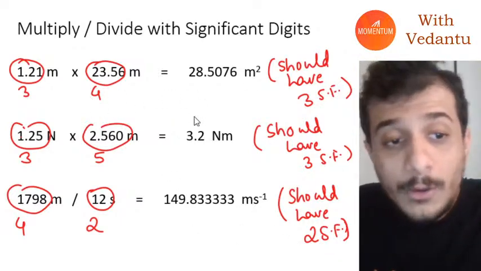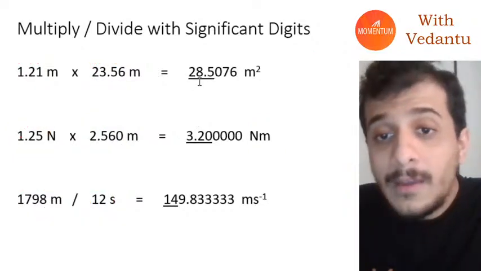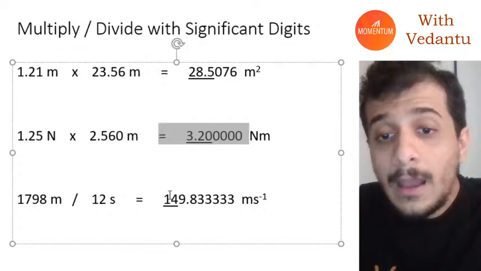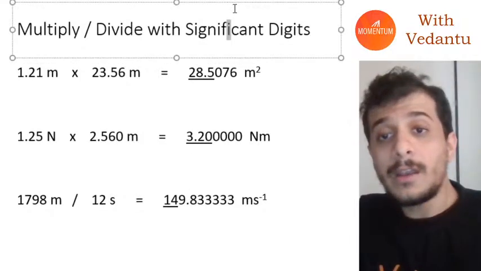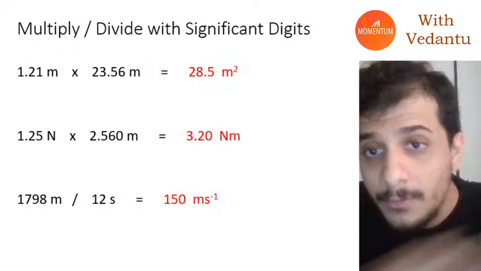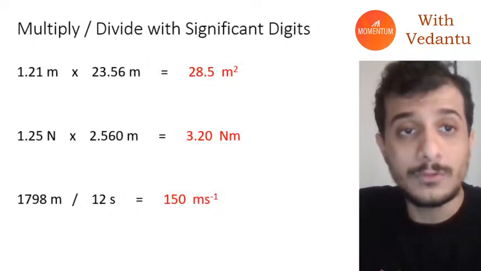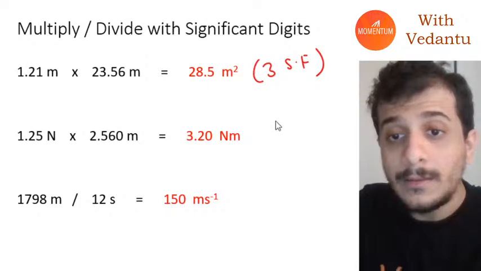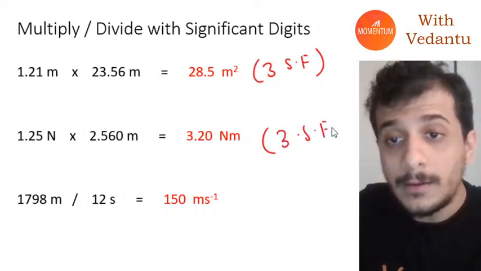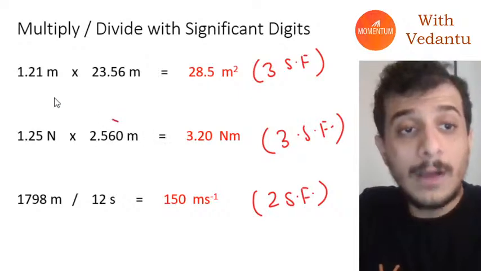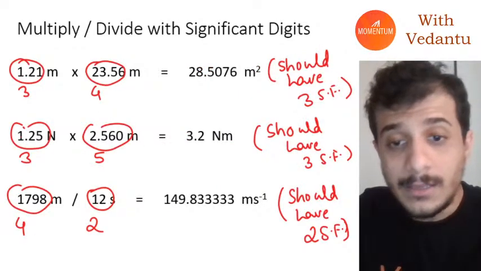So what I will do is round it off to 3 and 2 significant digits. Okay, when I round it off to 3 and 2 significant digits, guys, my answers will be this and this. If you check, this one has 3 significant figures, this one has 3 significant figures, and this one has 2 significant figures. Okay, you have to round it off to 3 and 2.